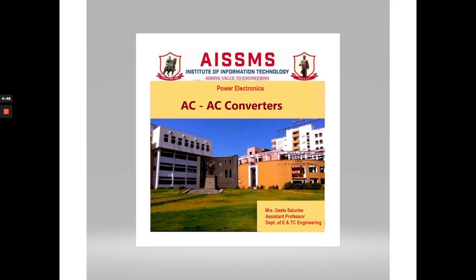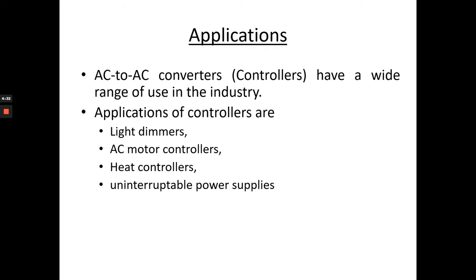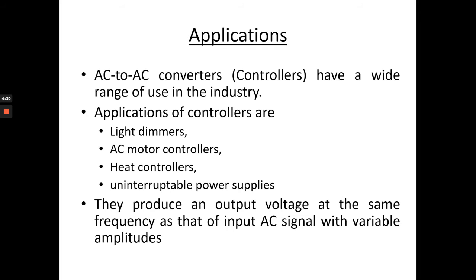Now I am going to explain AC to AC converters of power electronics. First of all, we will see the applications of AC to AC converters or controllers. It has wide range of use in the industry. Applications of controllers are light dimmers, AC motor controllers, heat controllers, uninterruptible power supplies. They produce an output voltage at the same frequency as that of input AC signal with variable amplitudes.